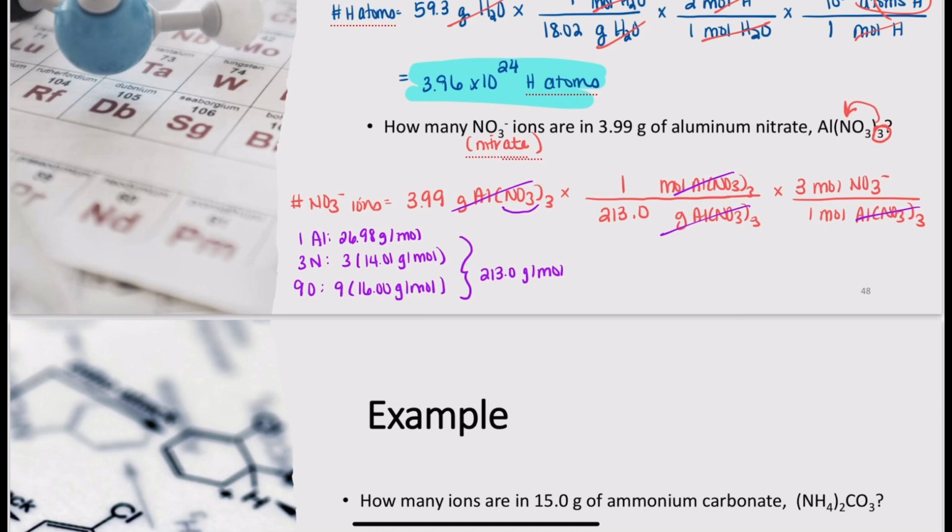Now I can go ahead and use Avogadro's number. And of course I ran out of room. 1 mole of nitrate ions is 6.022 times 10 to the 23rd nitrate ions. Calculate this out, and I'm going to get 3.38 times 10 to the 22nd nitrate ions.